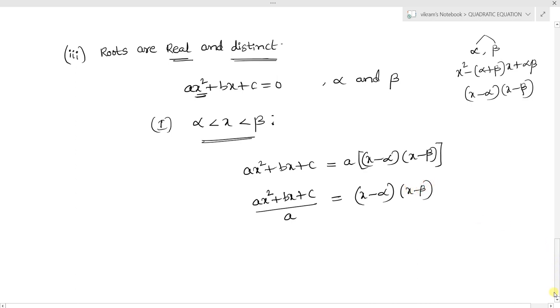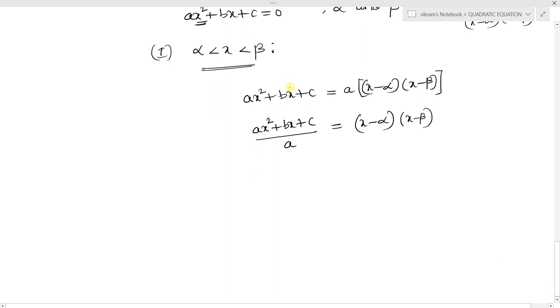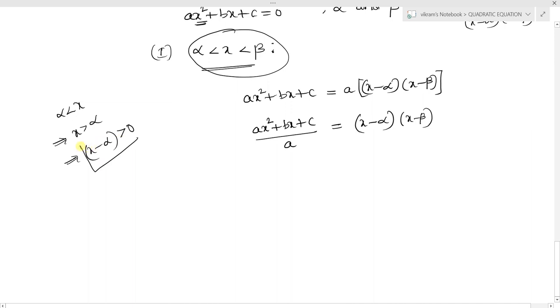Now we need to analyze what happens to the sign of this if the condition is alpha less than x less than beta. Alpha less than x implies x greater than alpha, that implies x minus alpha is greater than 0. The other condition is x less than beta, which means x minus beta is less than 0.